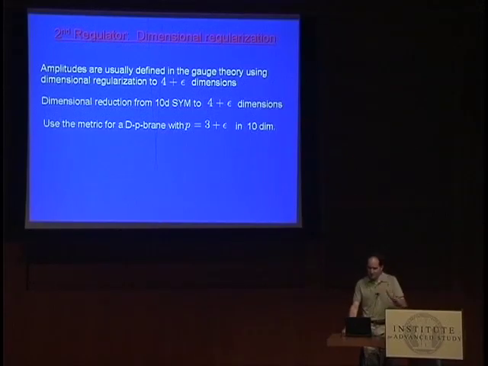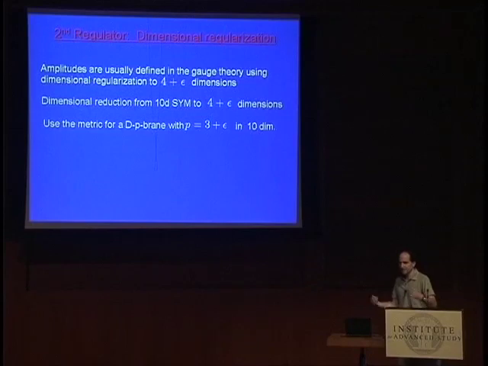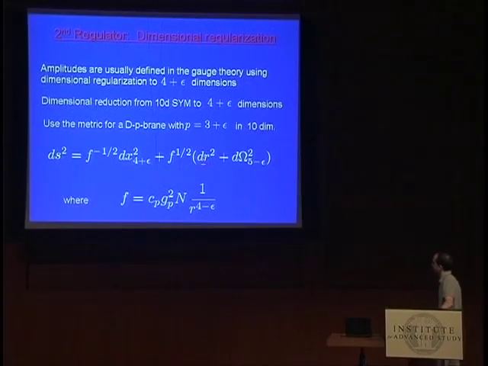Now we'll apply the same strategy, and we'll think about Dp branes in 10 dimensions, so we'll keep the total dimensional space fixed, which is 10, and then we'll consider a Dp brane with p equal to 3 plus epsilon, so the world volume has 4 plus epsilon dimensions, and the low energy theory in the world volume of these branes is this 4 plus epsilon dimensional super Yang-Mills. And then we find the gravity dual by looking at the near horizon geometry of these branes, and we find the geometry which has this form, where we have the world volume directions and then some function, which is given by solving Laplace's equation in the transverse space.